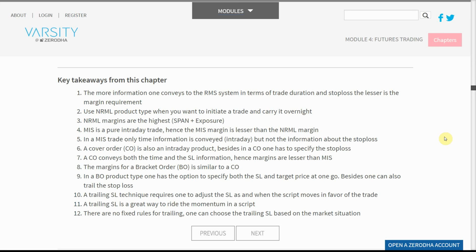The margins for a bracket order, BO, is similar to a CO. In a BO product type, one has the option to specify both the SL and target price at one go. Besides, one can also trail the stop loss. A trailing SL technique requires one to adjust the SL as and when the script moves in favor of the trade. A trailing SL is a great way to ride the momentum in a script. There are no fixed rules for trailing. One can choose the trailing SL based on the market situation.